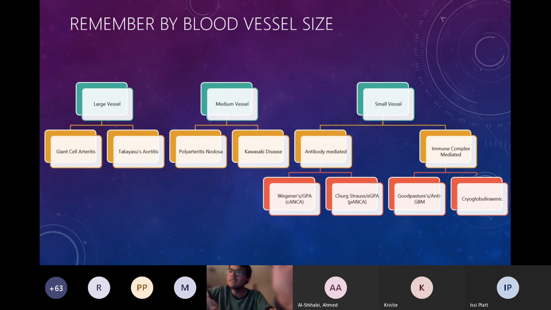Fine. And then immune complex mediated, you get Goodpasture's and cryoglobulinemic vasculitis. And the one I forgot about is you also get Henoch-Schönlein purpura, which presents in children. It causes a rash on the buttocks. It causes joint pain, and it can also cause a glomerulonephritis. Yeah, exactly. That is the rash.